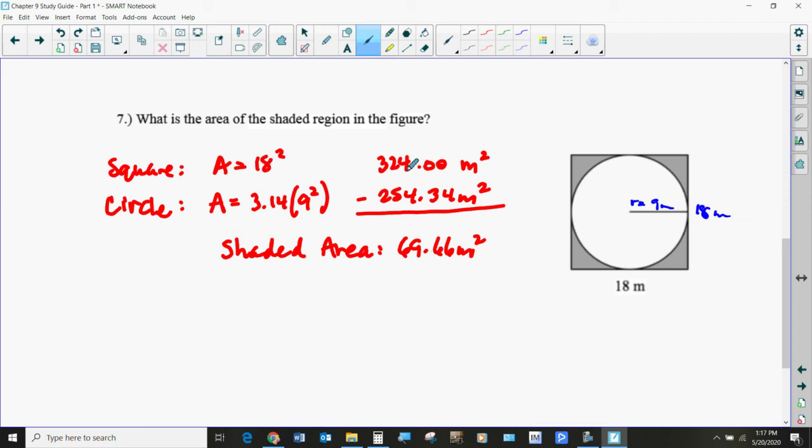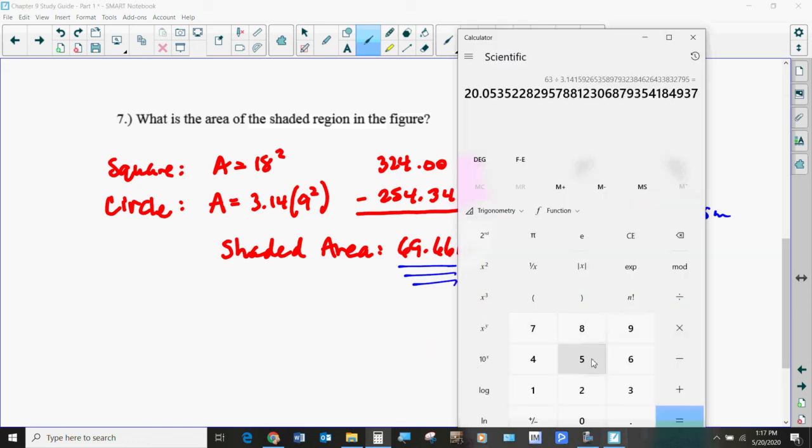So 18 squared is 324. Pi times 81 ends up being 254.34, depending on which version of pi you use, of course. But you should get an answer that's somewhere in the vicinity of 70 square meters. When I used 3.14 for pi, I got 69.66. But that would round up to 70. Let me just, out of curiosity, if I take 81 times pi, that gives me 254, and then when I subtract away 324 from that, this is going to give me a negative, but I'm going to take the absolute value. Yeah, it ends up being about the same thing.